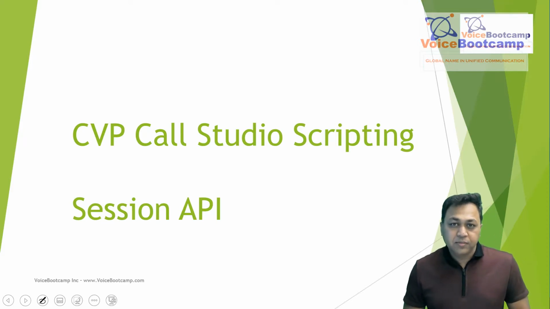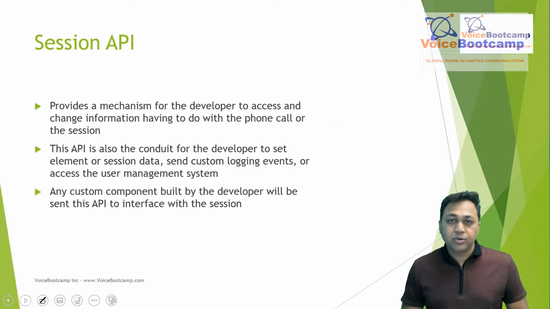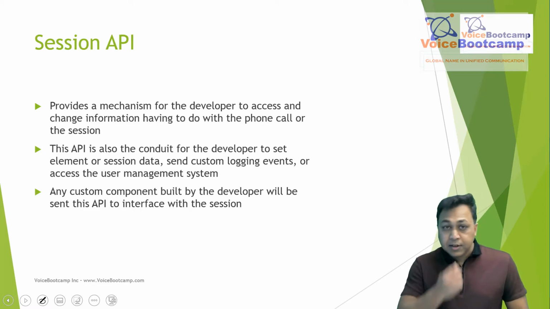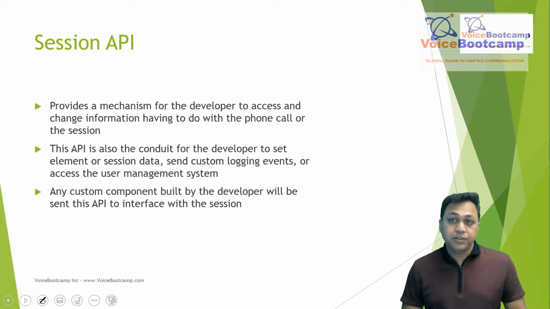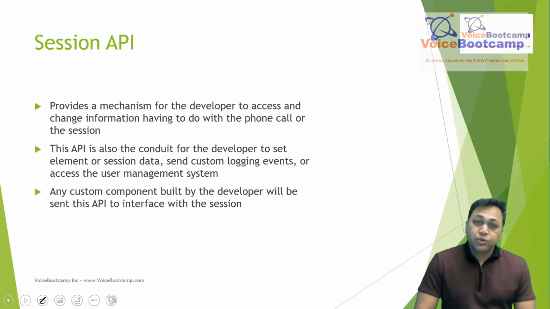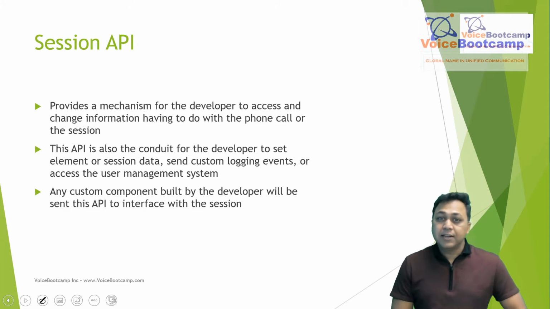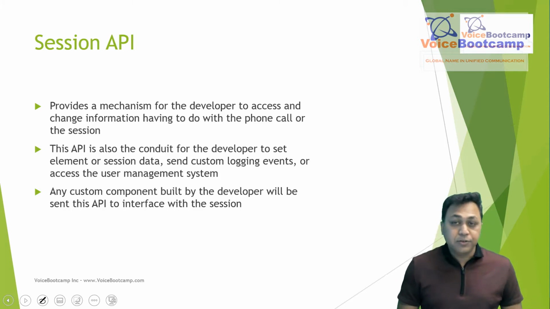In this video, I'm going to give you a short description of Session API. CVP provides a mechanism for developers to access or change information regarding the phone call or the session itself. Through this Session API, one can get environment information such as the phone number, DNIS, the default audio path, or the time the call began.